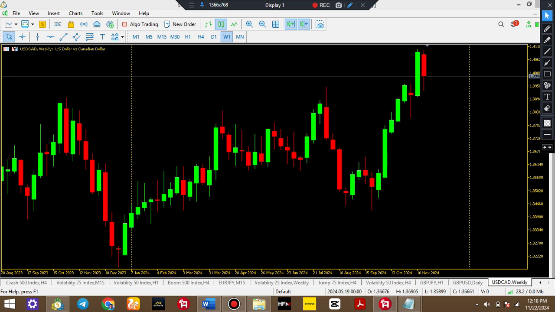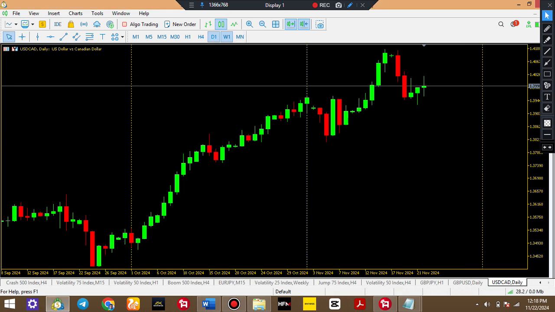Now, moving down to your daily time frame, we are looking for opportunities for entry, right? So at some point, price was at this point. We will take this as a pullback.